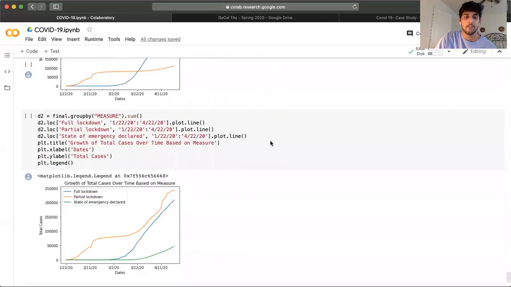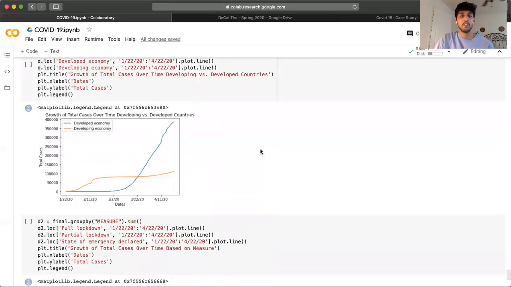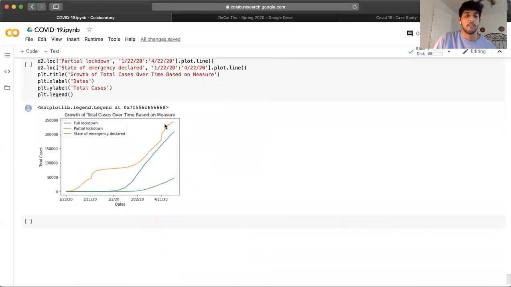And finally, I have some graphs based on the non-normalized data, just showing how developed economies and developing economies may have had some effect on the growth rate of the coronavirus over time, and the type of measure enacted in each country, and how the type of measure might have some effect on the growth rate of corona.